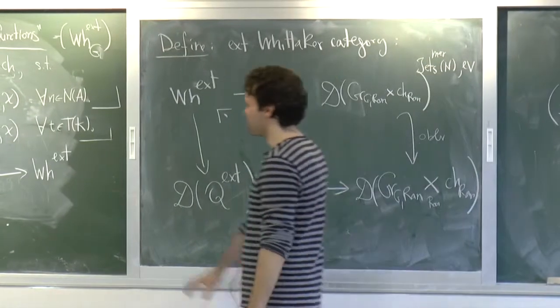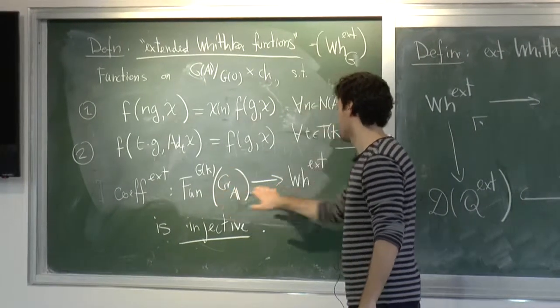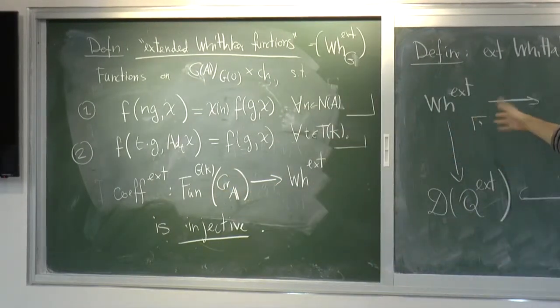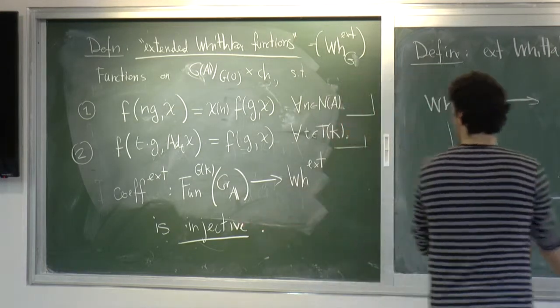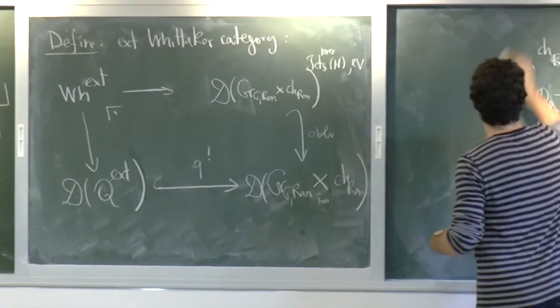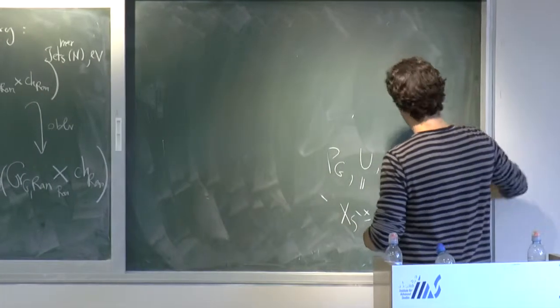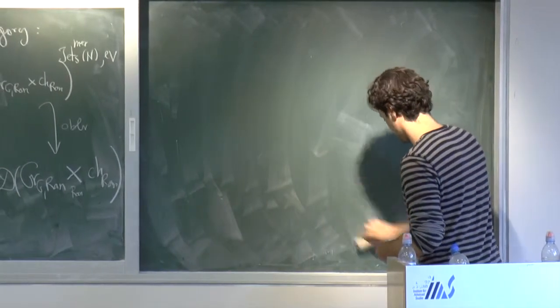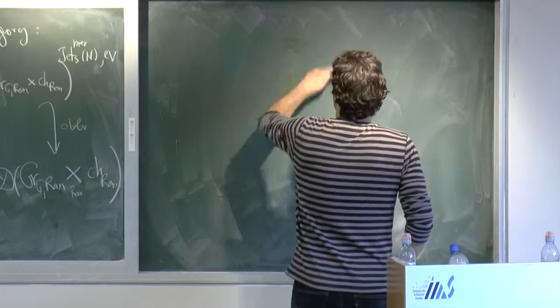And next, I have to address the existence of a functor from D-modules on Bun G to this recently defined category, and to finish, I have to address whether it's injective or whether it's fully faithful or not. So first, how to define the extended coefficient functor. Well, what do we have?